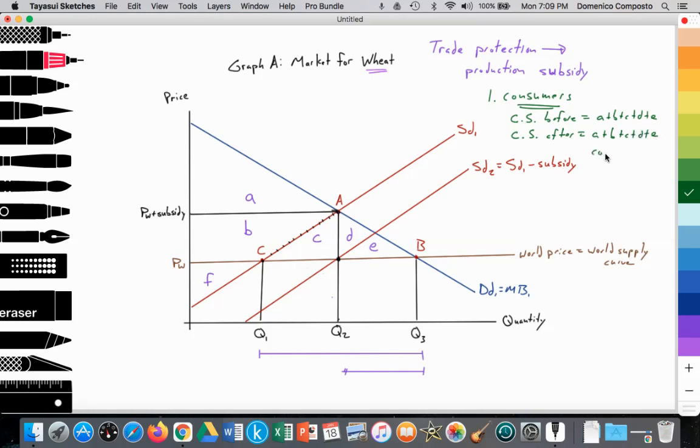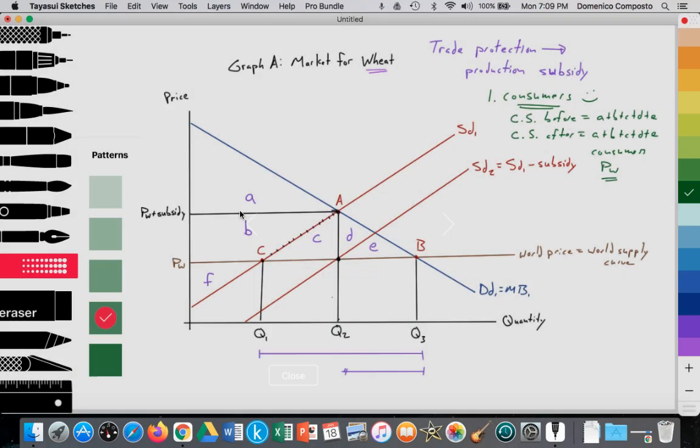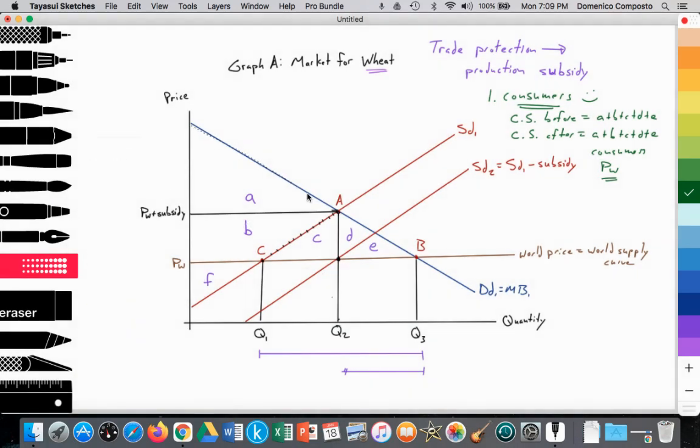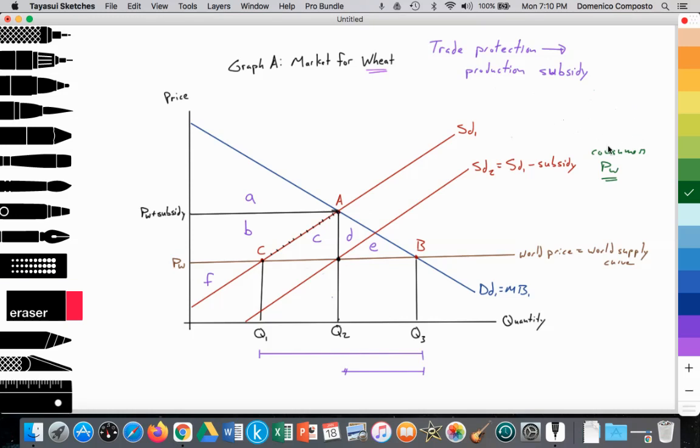Consumers continue to pay before and after a price of PW. So consumers are not really affected, right? Perhaps they're not affected. They continue to buy at the lower world price. So overall, they are better off, right? Just to highlight that area here. This triangular area represents the consumer surplus that's not affected by the production subsidy before and after. So that's good. That's one benefit in comparison to tariffs, and later we'll see with quotas, that production subsidies do not affect the consumer surplus.